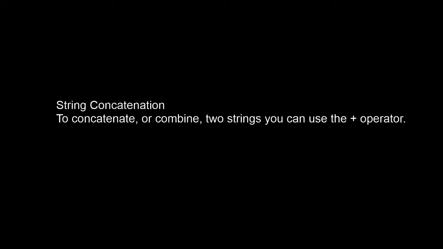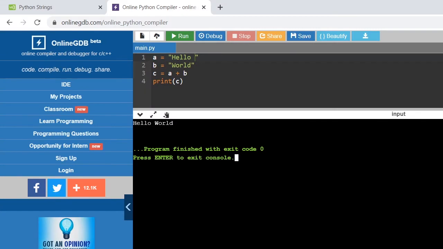The next one is string concatenation. We can concatenate two strings with a plus operator. In this example, a is equal to "hello" and there is a space after hello. B is equal to "world". And in the third line, C is equal to A plus B, and that string is printed. So you can see in the result, hello world is printed.